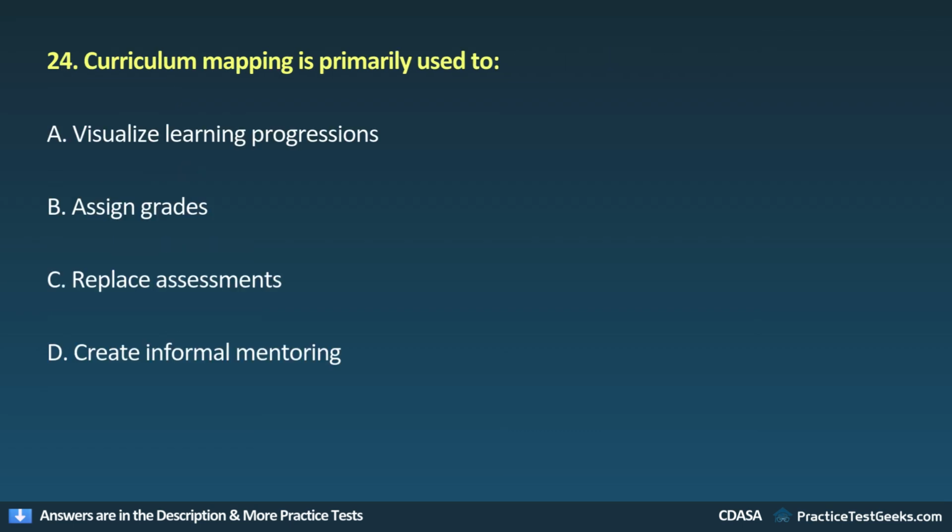24. Curriculum mapping is primarily used to: A. Visualize learning progressions. B. Assign grades. C. Place assessments. D. Create informal mentoring.